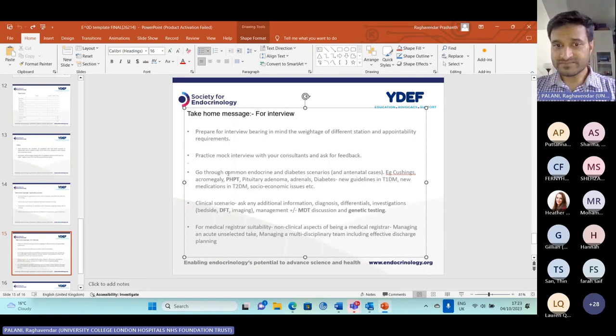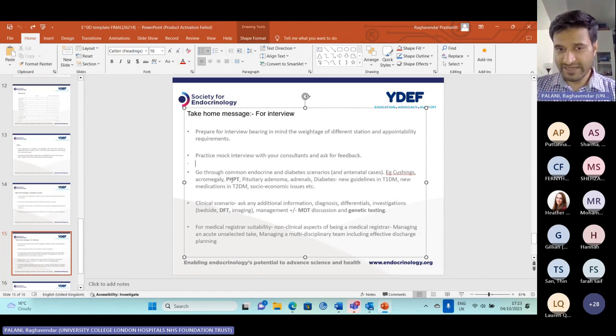Because the endocrinology and diabetes scenarios are the most weighted stations, go through some common scenarios. And the competition lately in diabetes and endocrinology, the competition ratio has gone up quite significantly after the pandemic. I think presently it's around 4.5:1. So just getting to a diagnosis might not be enough because of so much competition.